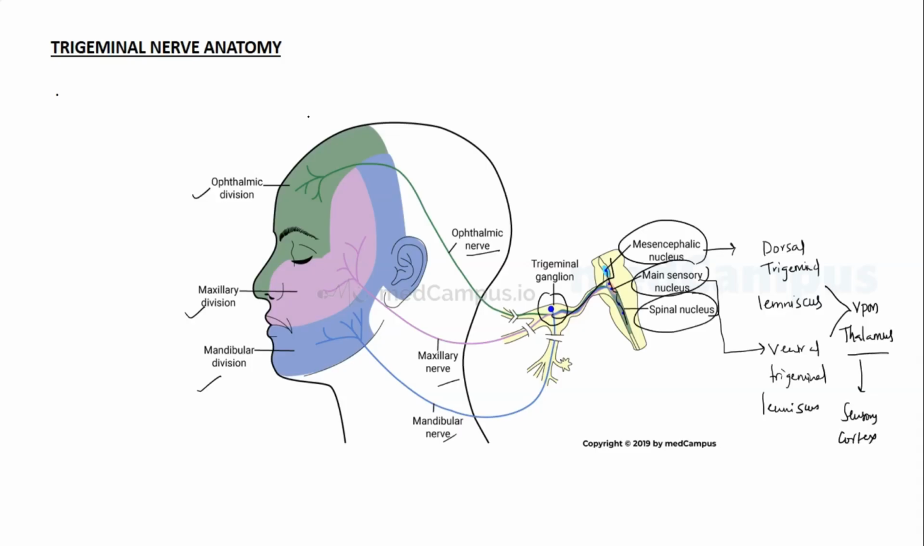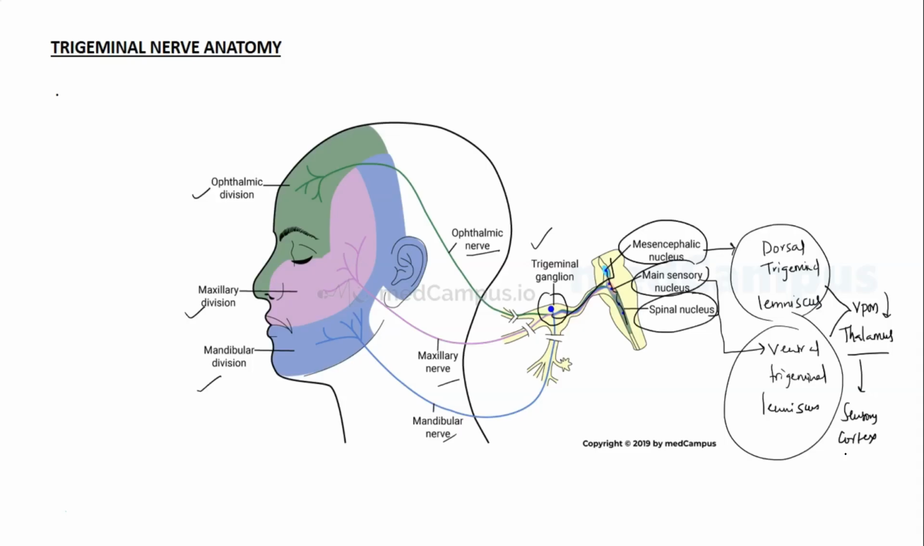So starting from the facial area, the sensations get into the trigeminal ganglia, from there into the nucleus present in the brainstem, and from there, with the help of the dorsal and ventral trigeminal lemniscus, through the ventro-posteromedial area of the thalamus, and from there they reach the sensory cortex. Please remember this. This part is very, very important.